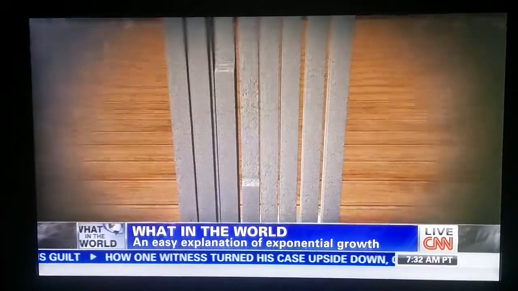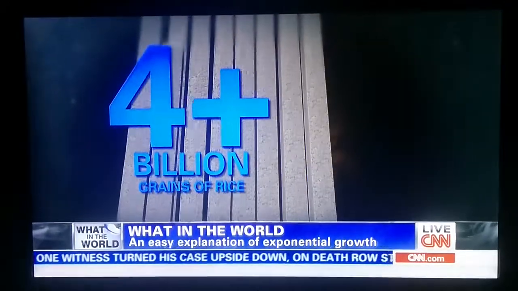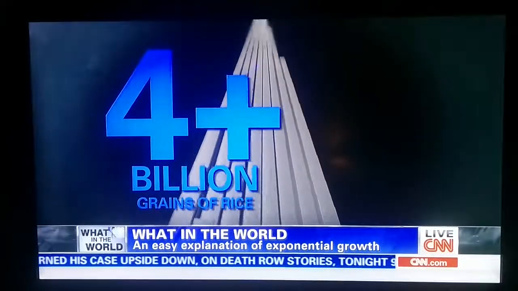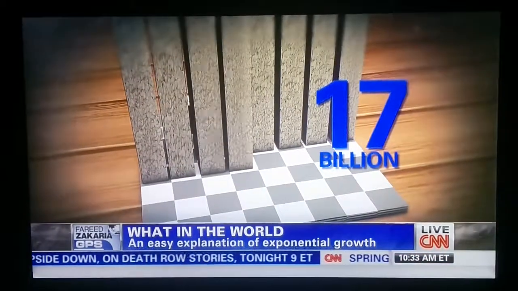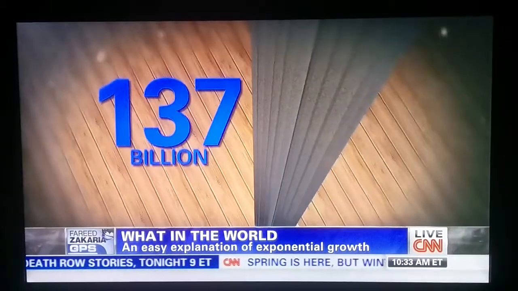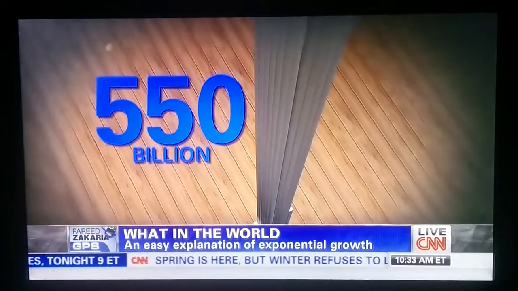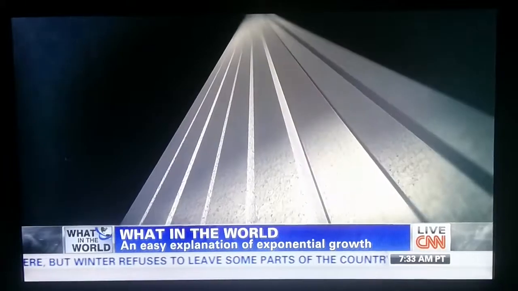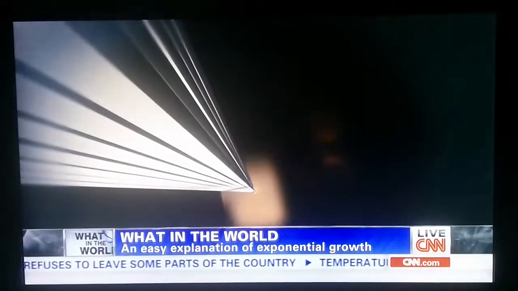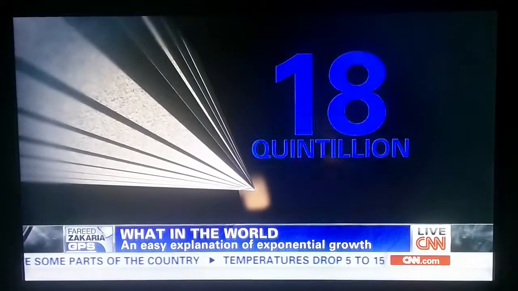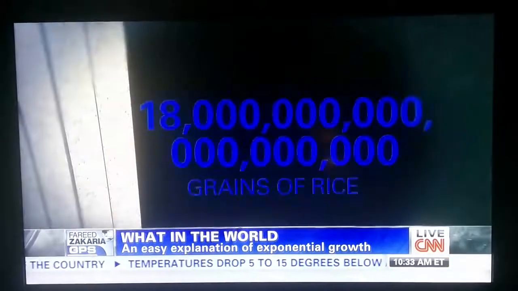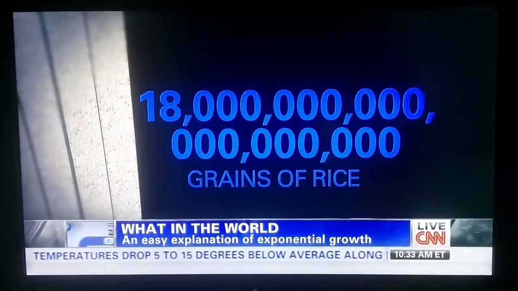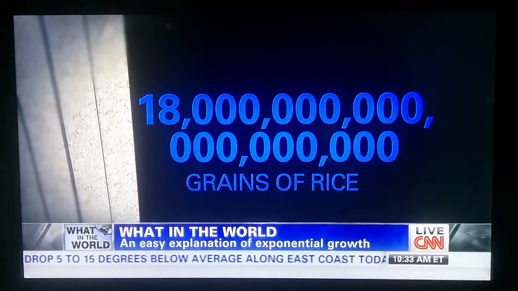You now have to get to the second half of the board, and you begin with over 4 billion on the 33rd square, which becomes 8, 17, 34, 69, 137, 275, 550 billion, 1.1 trillion, and on. When they get to the last square, the 64th square, the total on the board is over 18 quintillion. That is 18 with 18 digits after it. 18 quintillion grains of rice.